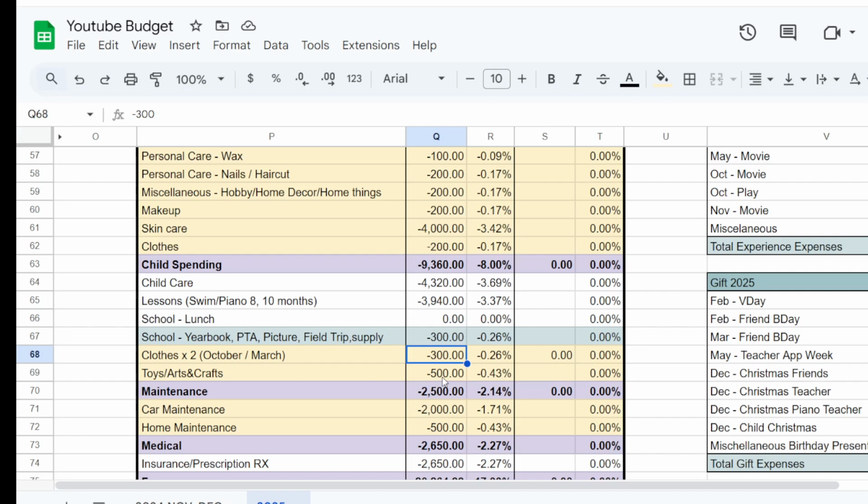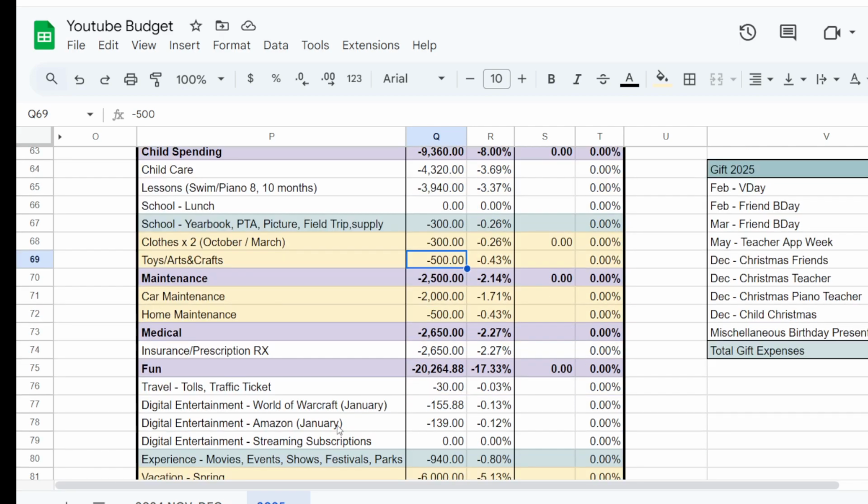That is pretty low because clothes are actually kind of expensive. So I'm just hoping that I can reuse the clothes from this year to next year. And any toys and arts and craft supplies, I'm putting 500 for the entire year.